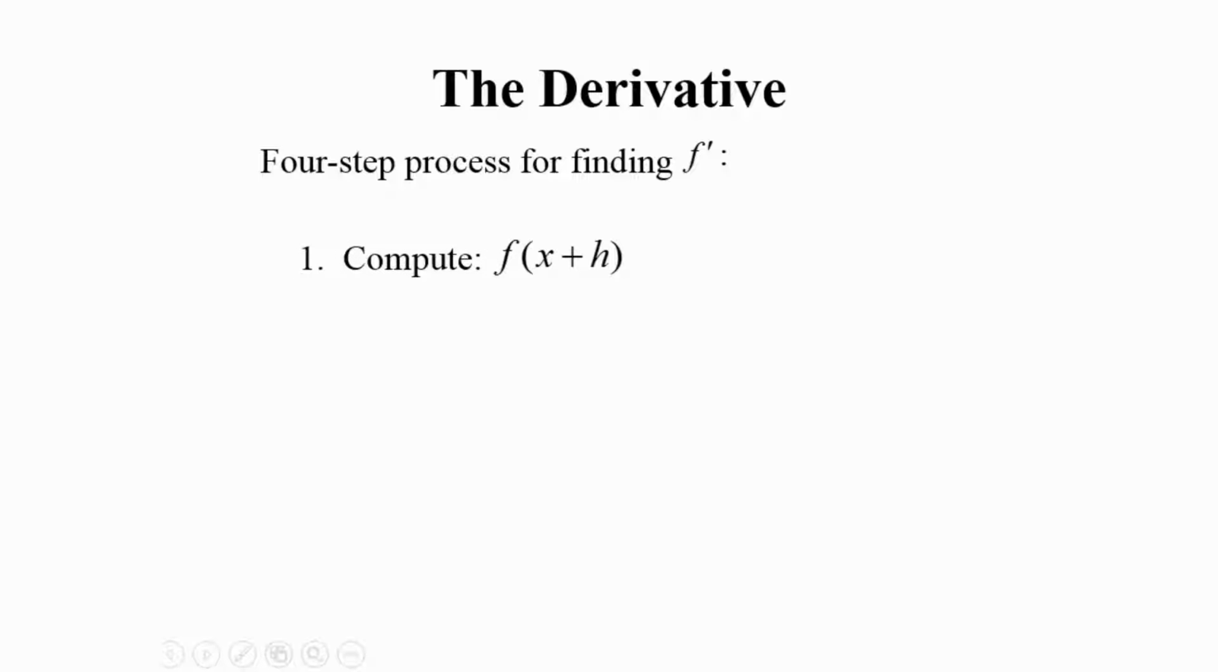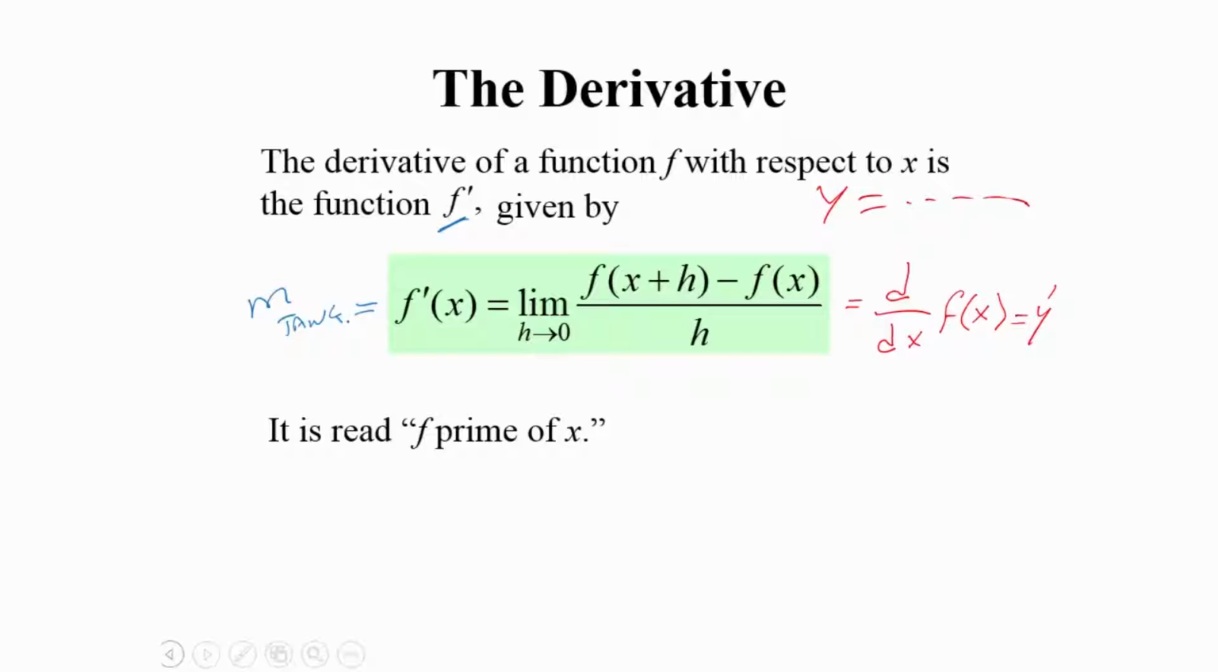There is a 4-step process in finding f prime. Number 1, compute f of x plus h. Again, this is what you have in the formula. From that, subtract f of x. And then divide it by h. And then take the limit and drive h to 0. Those are the 4 steps.